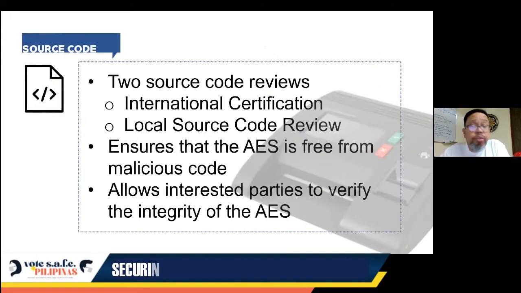As far as the source code is concerned, there are in fact two source code reviews. You know that the source code is the written instructions of the automated election system, and by opening it up to review, we are able to reveal to the public exactly how the system works. We are also enjoying the added benefit of finding out that there are no hidden or malicious codes in our system. So again, there are two source code reviews. The first is the international certification by an international certification entity. This is carried out this year. This is carried out in the United States.